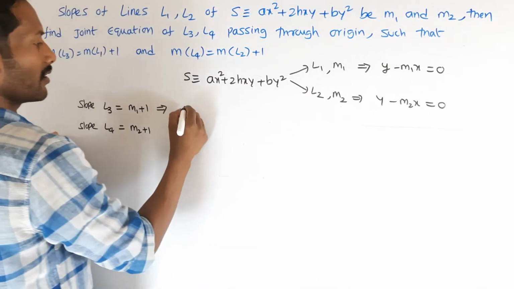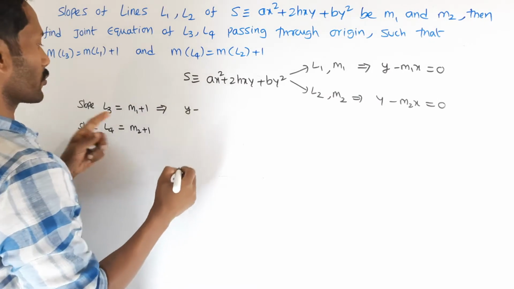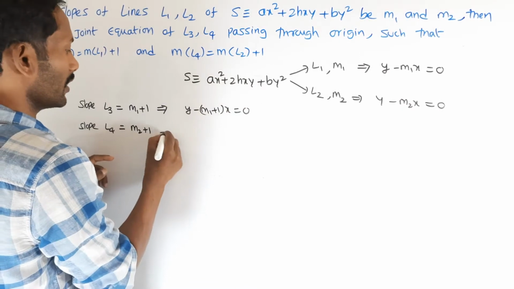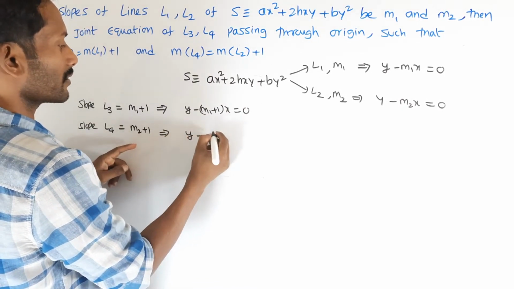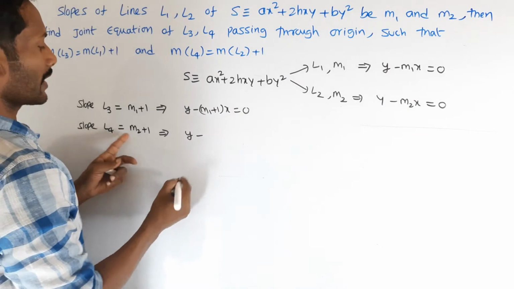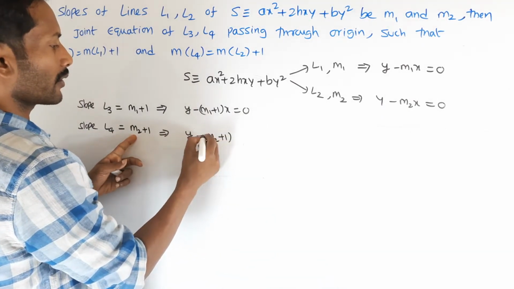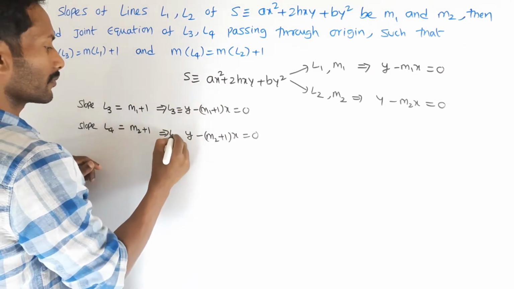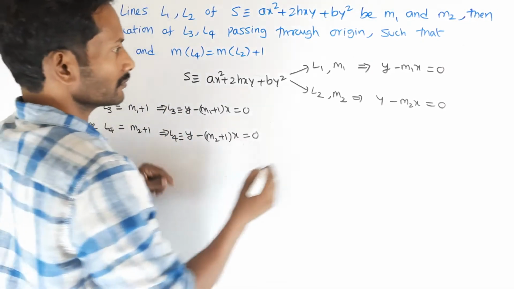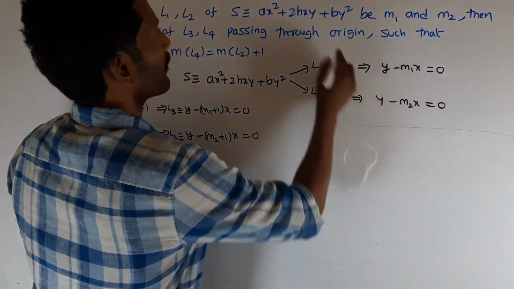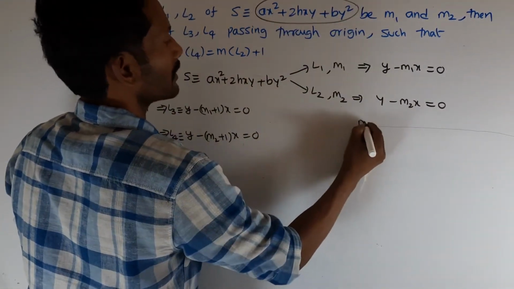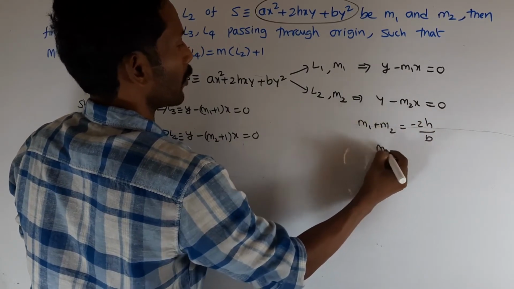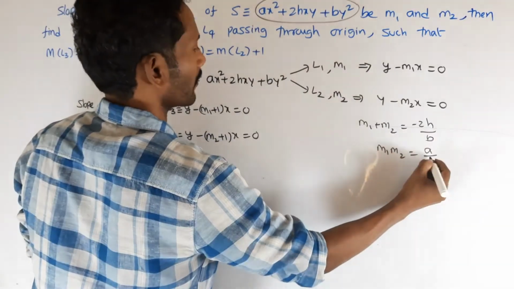The line equation: y minus (m1 plus 1) into x equal to 0. The other line equation: y minus (m2 plus 1) into x equal to 0. For the joint equation, the sum of the slopes is minus 2h by b, and the product of the slopes is a by b.